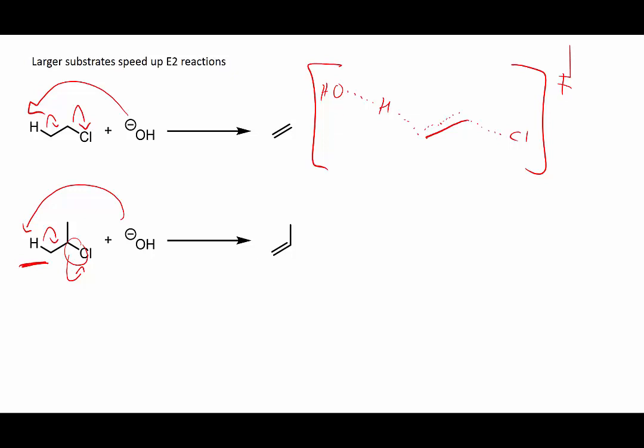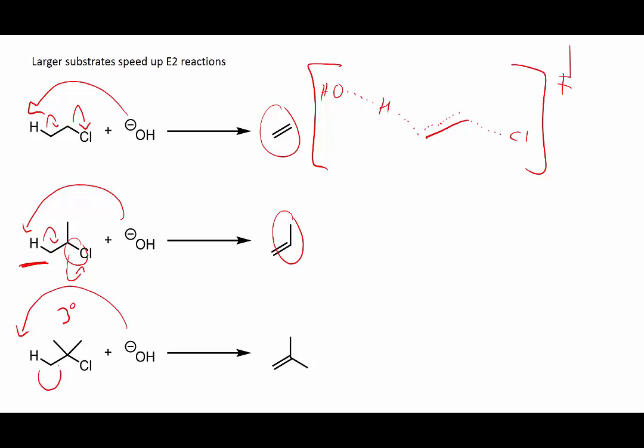But what we're seeing here is the formation of a monosubstituted alkene, which is going to be more stable than this non-substituted alkene. Finally, if we have a tertiary substrate, again, the base will attack the hydrogen, form a new double bond, and kick off the chlorine. In this case, we're beginning to form a di-substituted alkene, which is going to be even more stable, so this reaction is even more favorable.